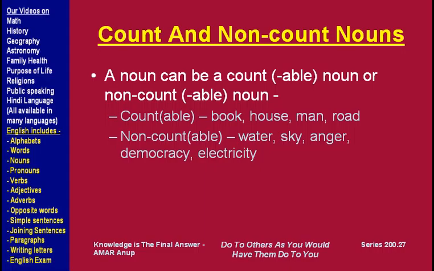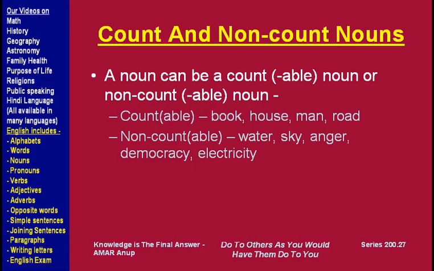When you go through details about nouns in our presentation on nouns, you will see that count nouns can have numbers in front of them. They can be converted to plurals, like books from book, houses from house, men from man, roads from road. So count nouns can make plurals, they can take a number in front of them, and they can take quantifiers, say many books, a few books, which tell the quantity.